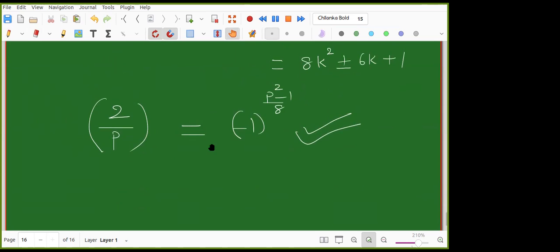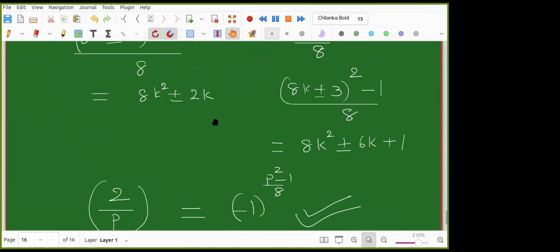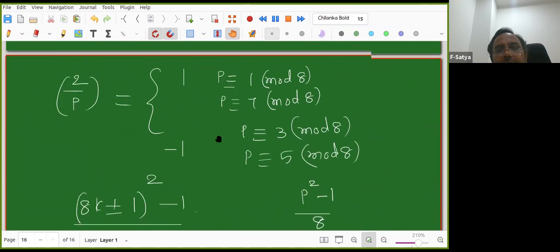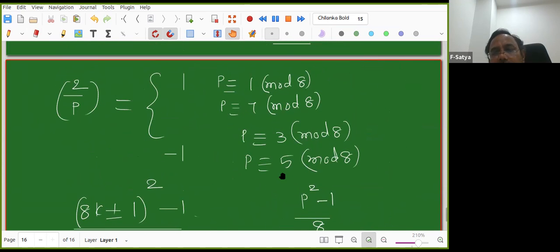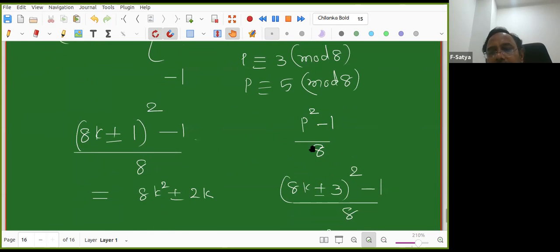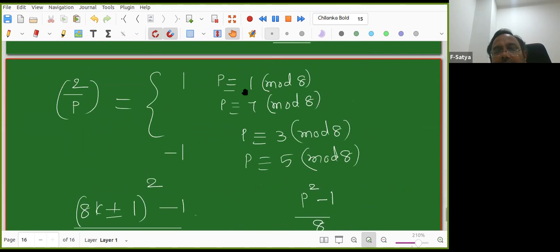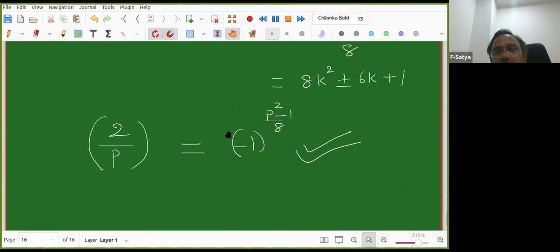Sir, I got the earlier way you wrote 2 by p, but here, why were you computing p square minus 1 by 8? So actually, instead of writing 1 mod 8, 7 mod 8, 3 mod 8, 5 mod 8, somebody computed that (p square minus 1) by 8 is even when p is of the form 8k plus 1 or 8k plus 7. It becomes odd when it is of the form 8k plus 3 or 8k plus 5. So instead of writing 4 conditions here, we are simply writing this.